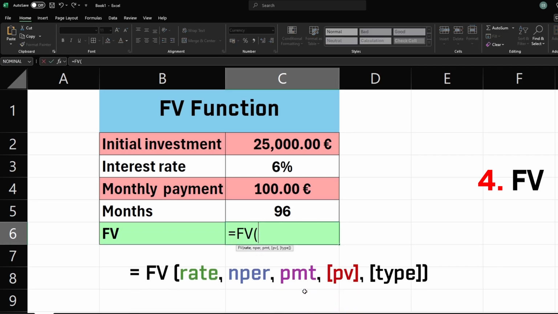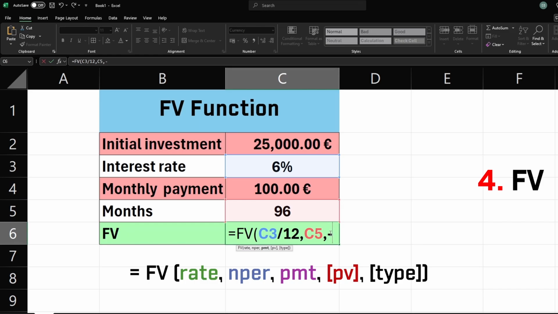To calculate the future value in Excel, use the FV function with the following formula. First, rate is the interest rate per period. In this case, for monthly compounding, you would use 6%/12 months. NPER, the total number of payment periods, which is 96 months.